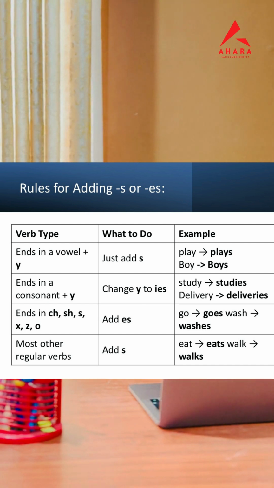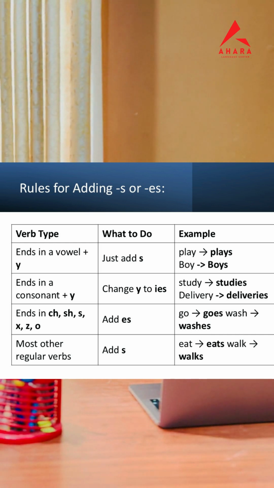If the verb ends in a vowel with y, for example, play, boy, these words, where the word ends with y and it has a vowel before the ending letter, in such scenarios we will be adding an s. How will it come? Play, plays, boy, boys.